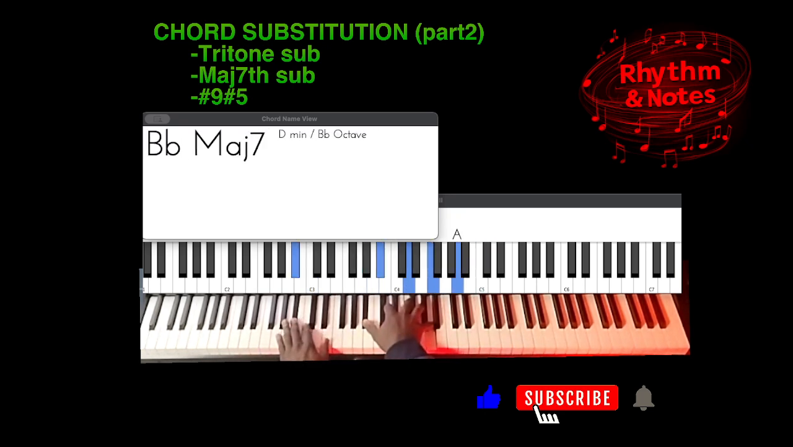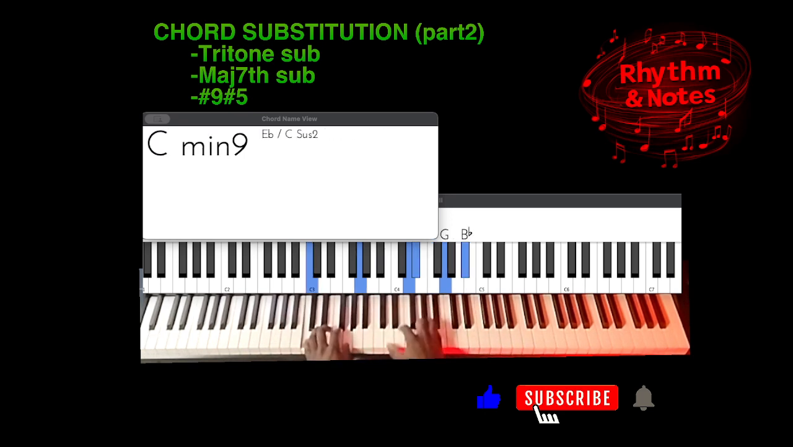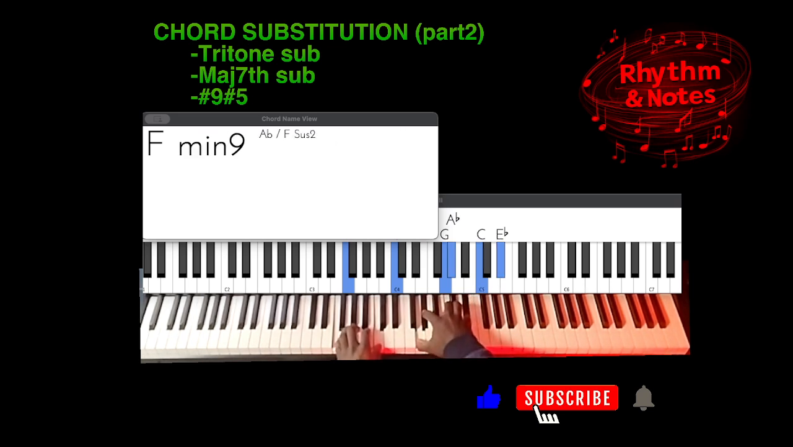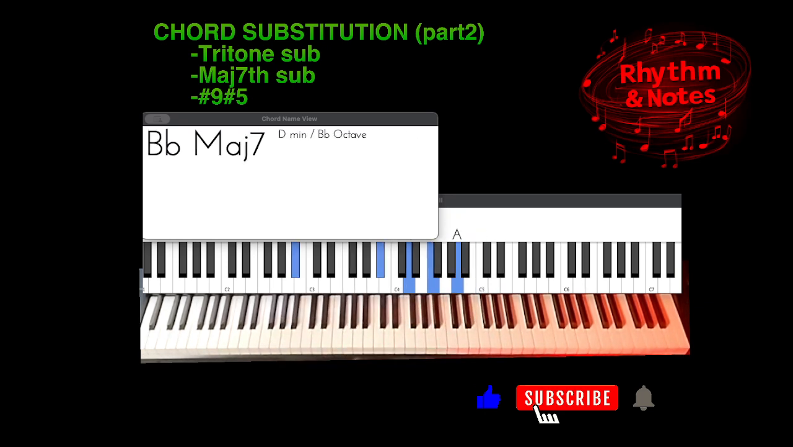2-5-1, right? So I played 2, major 5, minor 5. You see that? Major 5, minor 5, 1. So many different possibilities you can do.